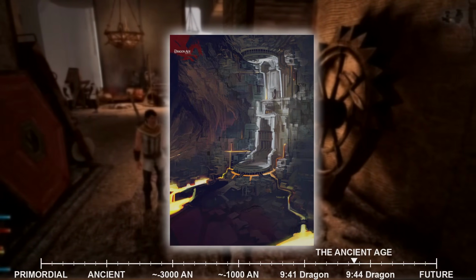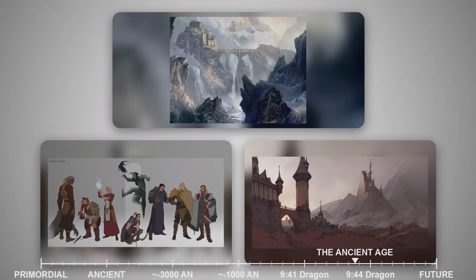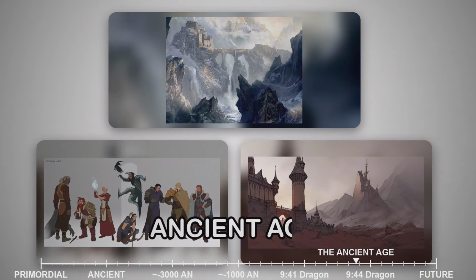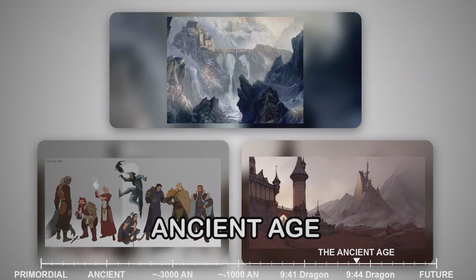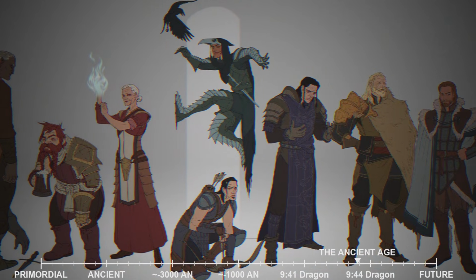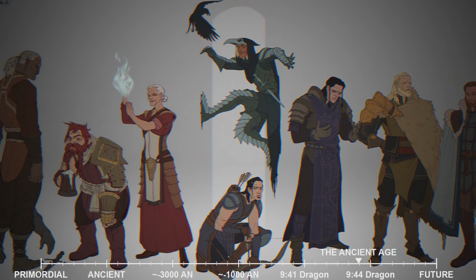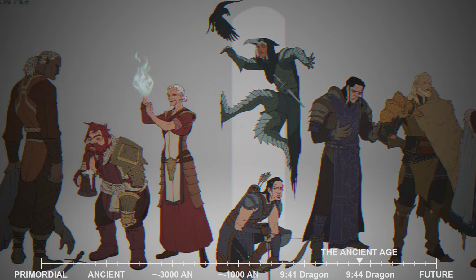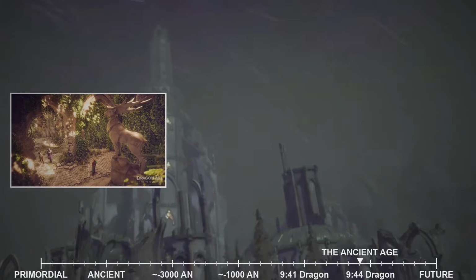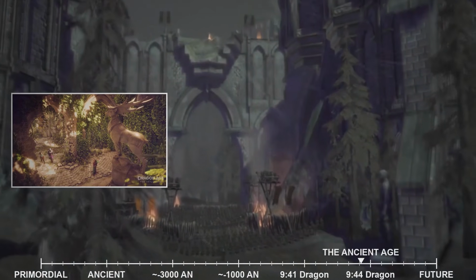Humanity, the third great race of Thedas, arrived from the north sometime around 3,000 years before the Ancient Age. Unlike the elves who had always been present and the dwarves who emerged from the stone itself, humans were migrants, crossing into Thedas from lands unknown. They came in waves, tribal groups seeking new territories, and they found a world already claimed by the immortal elves.